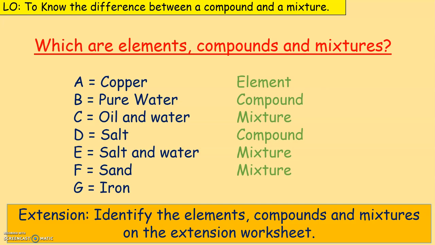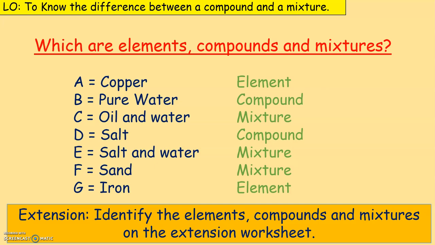Now, sand. Sand is a mixture as well. It's made up of different things, okay? Iron is actually an element. Iron is made up of only one type of atom. So I do hope you've gotten this right. If you haven't, again, make sure you correct your mistakes using your green pen.